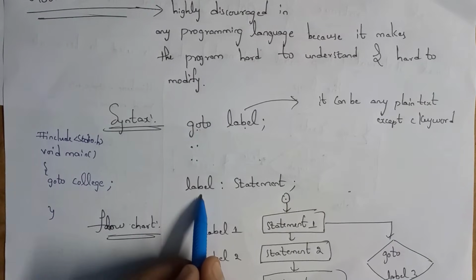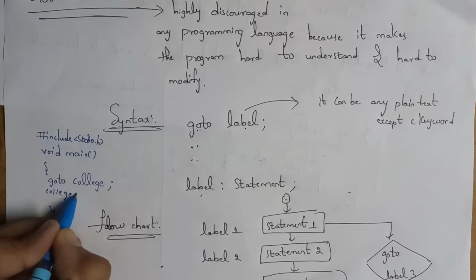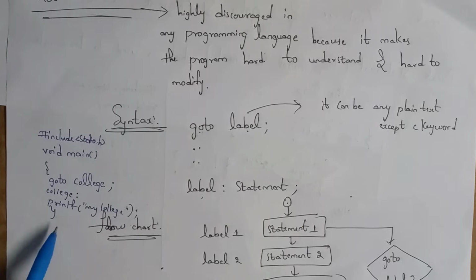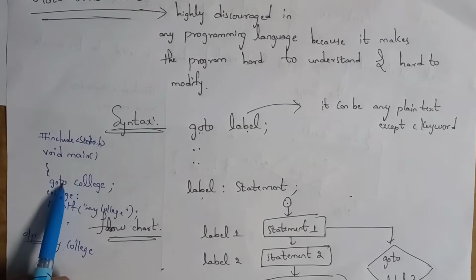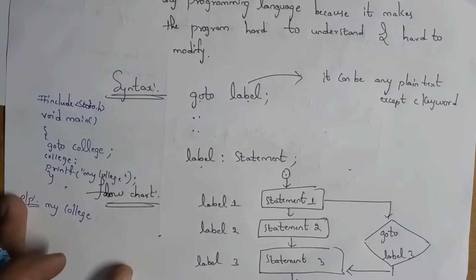Now you need to write the label, and the label contains a statement. Here I gave the label as college, so you need to write college colon. The statement is printf my college. By writing this program I will get output as my college. So this college label contains the statement my college. This is the flowchart for the goto statement.